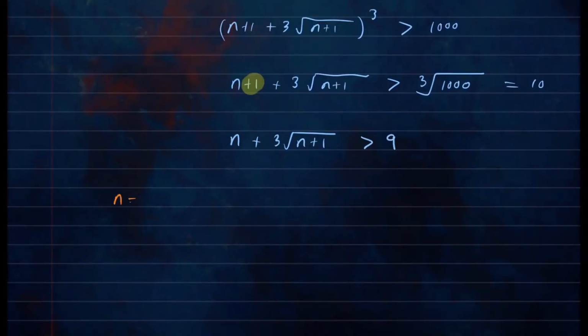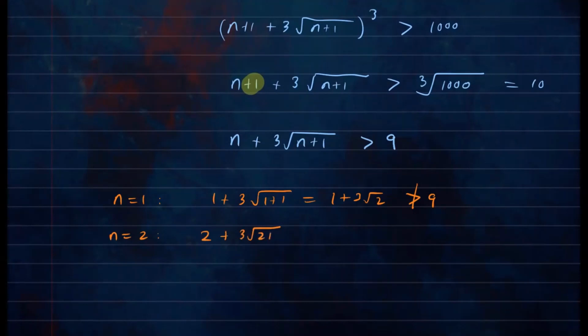So I'm going to choose n to be 1. So if n is 1, we have 1 plus 3 times the square root of 1 plus 1. That's 1 plus 3 times the square root of 2. So that is not greater than 9. So that's not true. Now let's pick n equals 2. So we have 2 plus 3 times the square root of 2 plus 1. That's going to be 2 plus 3 times the square root of 3. Again, that's not greater than 9. So it doesn't work. It's still less than 9.